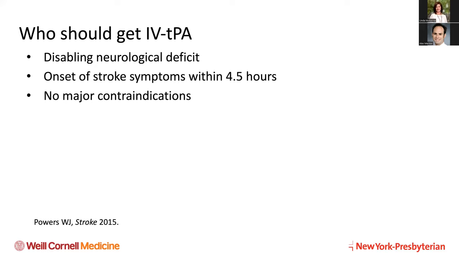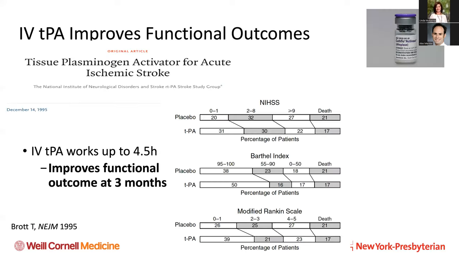In addition to having disabling symptoms, you need to have stroke symptoms within 4.5 hours. Again, we'll talk about extending that later. And you can't have any major contraindications to giving TPA. And we'll talk about those in a little bit. But in general, TPA improves functional outcomes in patients with stroke. And it works up to 4.5 hours.